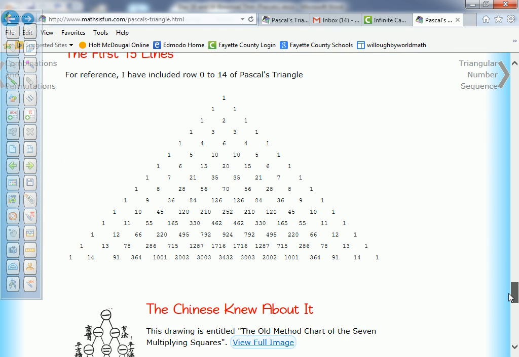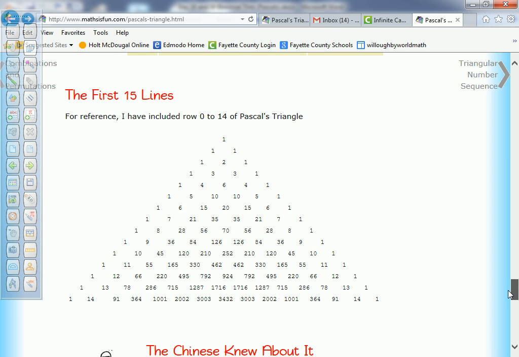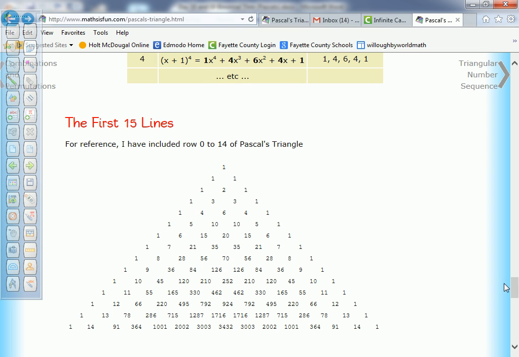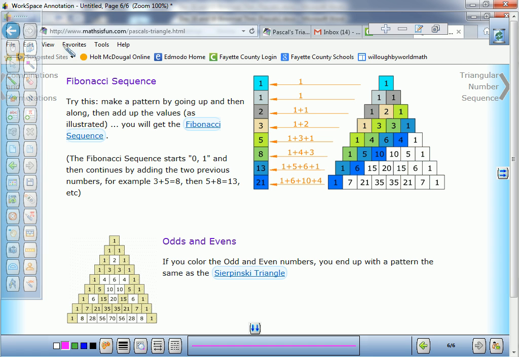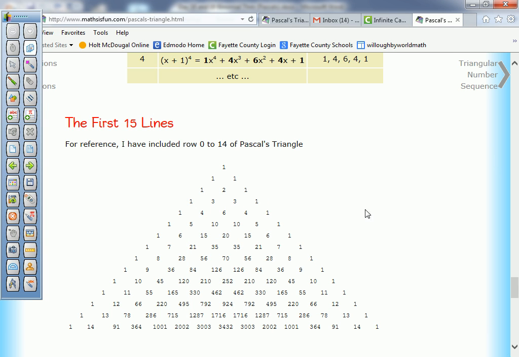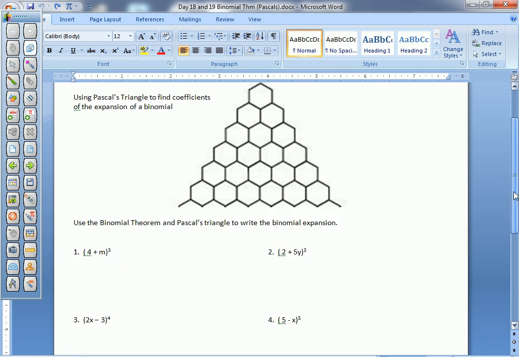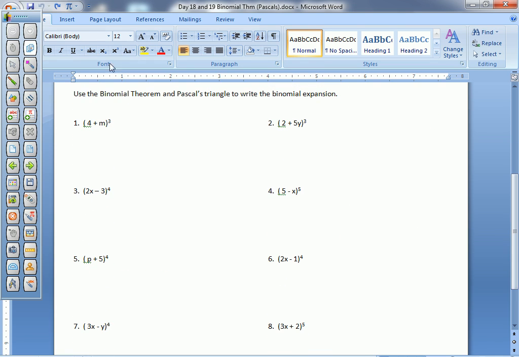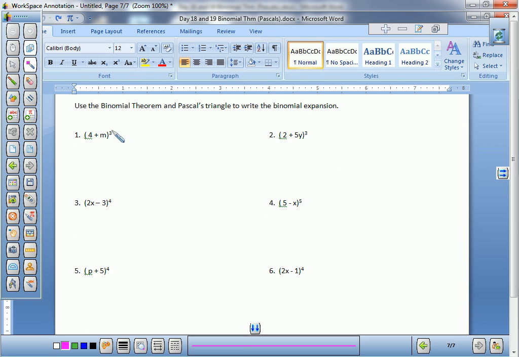So there's the first 15 lines of Pascal's. Now, 15 lines, I would never do 15 lines. I might use Pascal's up to 5. And then after that, I'd definitely be using combinations. All right, so Pascal's has lots of cool applications, but we're kind of narrowing it down to just more simple things. Okay, so how do we use it?